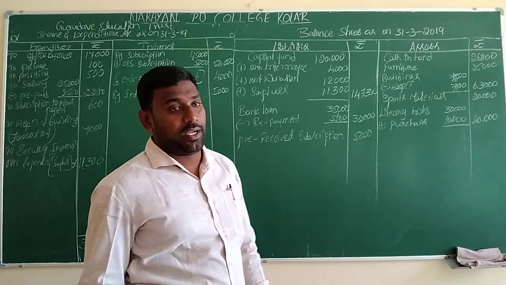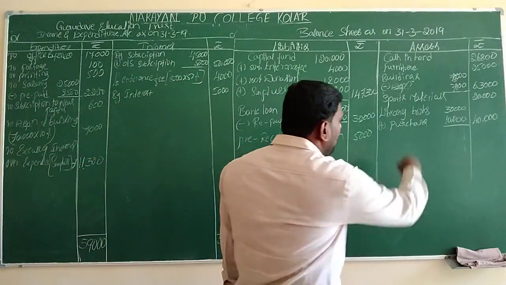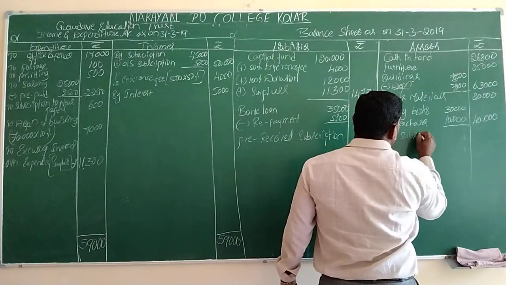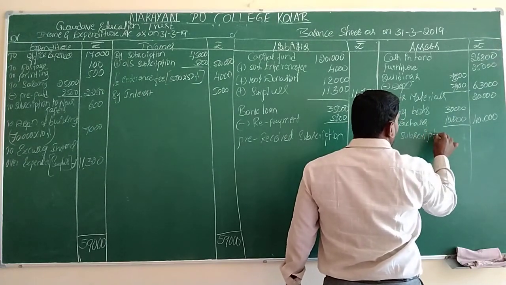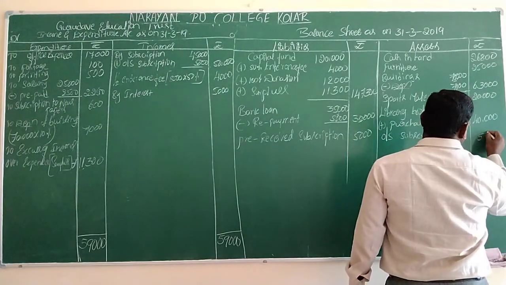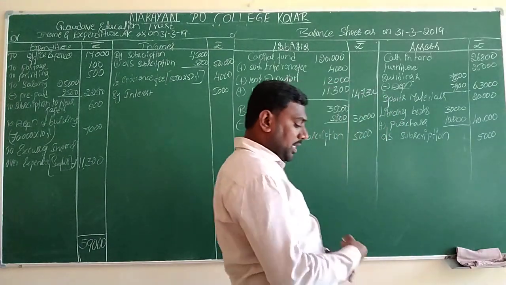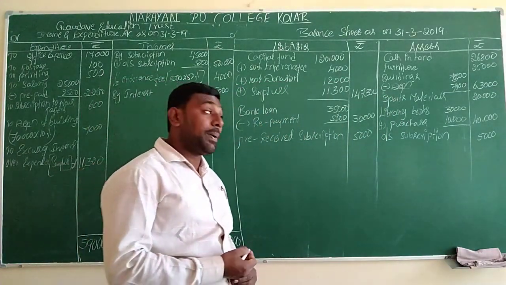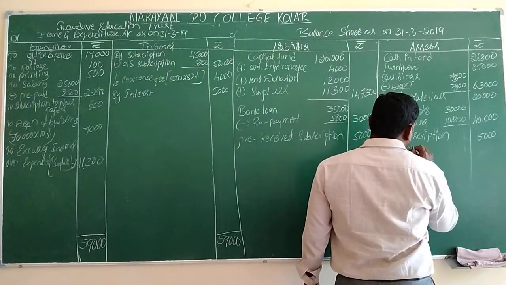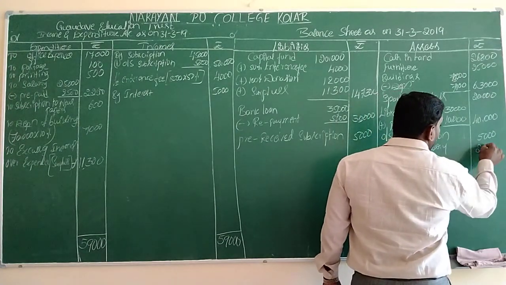Let's come to the adjustments. Adjustment number 1 says the outstanding subscription; outstanding always comes to the asset side. Outstanding subscription, so the value is 5,000. Next, adjustment number 2 says prepaid salary, 2,500.